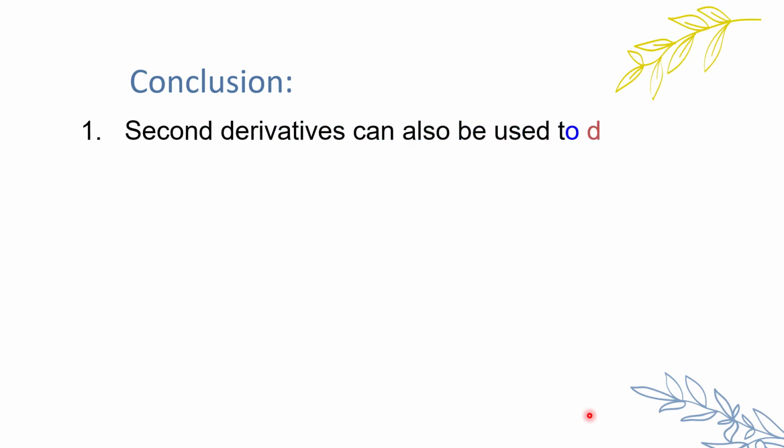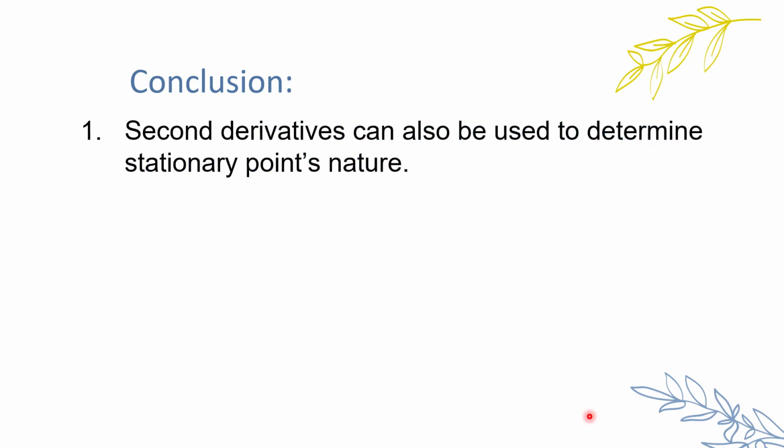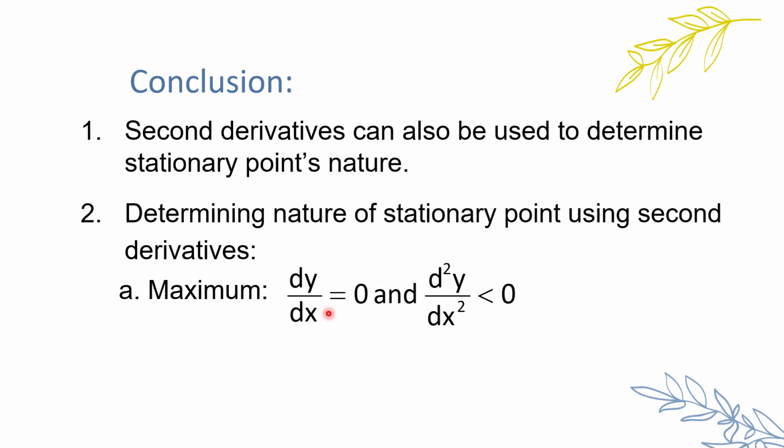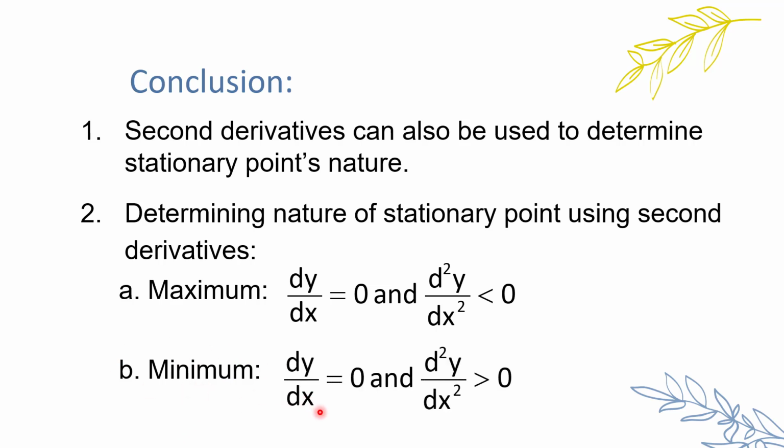Conclusion: in this lesson, you now know that we can also use the second derivative to determine a stationary point's nature. How to find it out? First, you will have a maximum when dy/dx equals 0 and the second derivative is negative. You will find a minimum when dy/dx equals 0 and the second derivative is positive.